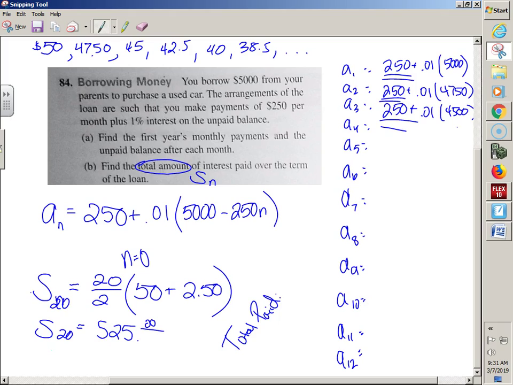You guys are funny. How many 250s? 20. P.S. You paid the 5,000. There you go. You guys are cute. You paid the 5,000 and you paid the 525. So how much did you actually end up paying for this used car? 5,525.